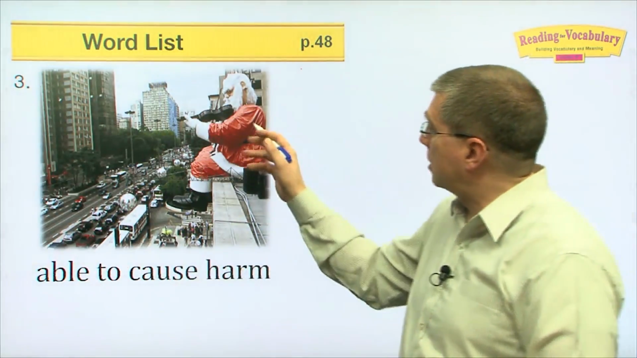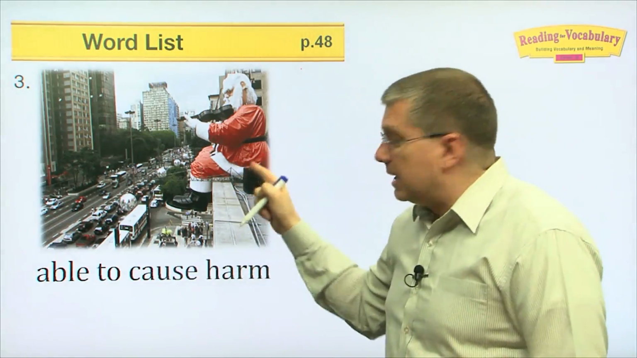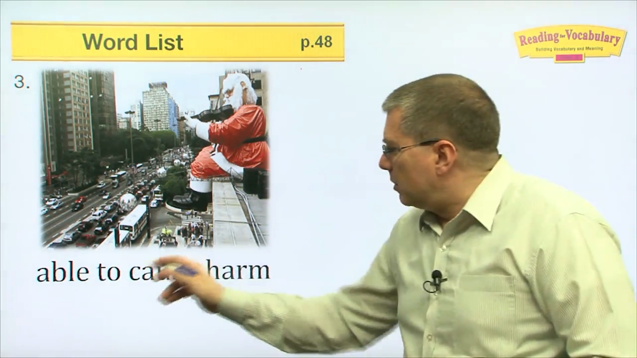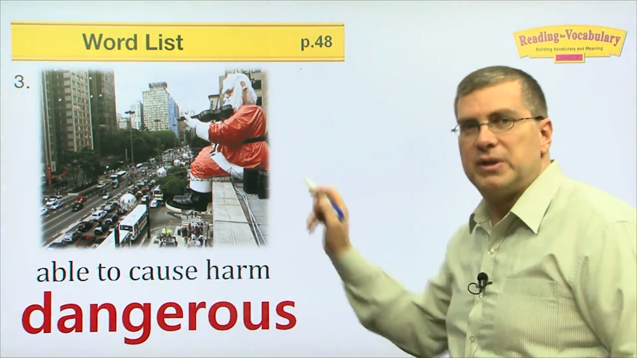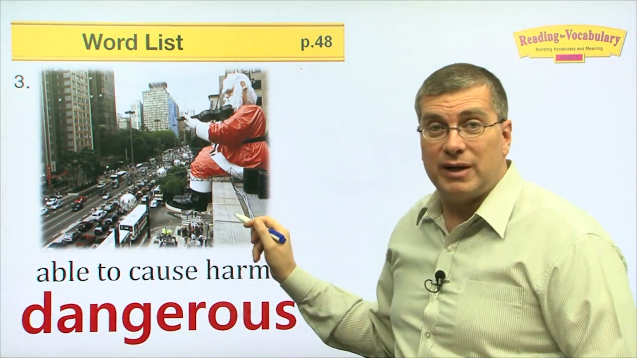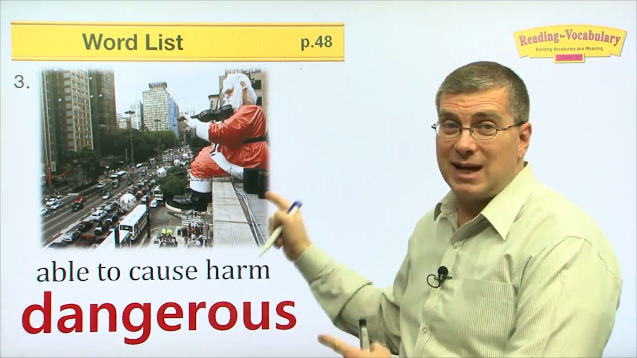Number 3. Whoa, be careful, Santa Claus. Santa Claus is playing a fiddle, but look where he is. He's in a very, what kind of position? Able to cause harm? He's in a very dangerous position. It's very dangerous to be sitting on the edge of a building. Don't do that. That situation is very dangerous.